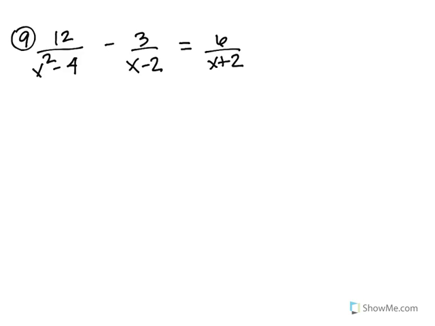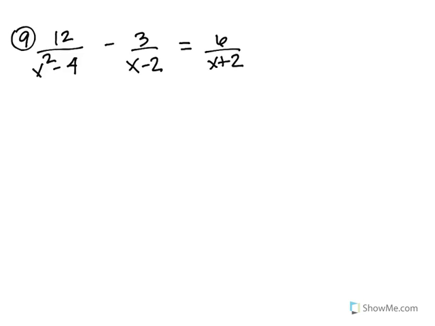All right, number 9. It says solve: 12 over x squared minus 4, minus 3 over x minus 2, equals 6 over x plus 2. So this is our rational equations. We talked about these. You're solving for x, but x is on the bottom of a fraction. So you've got to be careful that when you solve for x, you don't get a number that's going to zero out the denominator. Because if you do, then that number can't work.